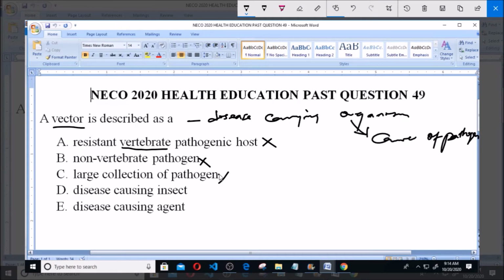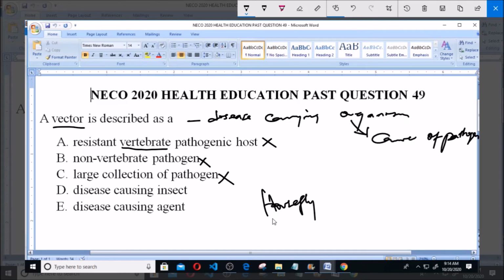Now this is disease-causing insects. Like we know, vectors are insects that carry disease-causing organisms. So therefore, we can say that vectors are disease-causing insects, because the pathogens carried by these insects or these vectors cause this disease. So we can refer to them as disease-causing insects.